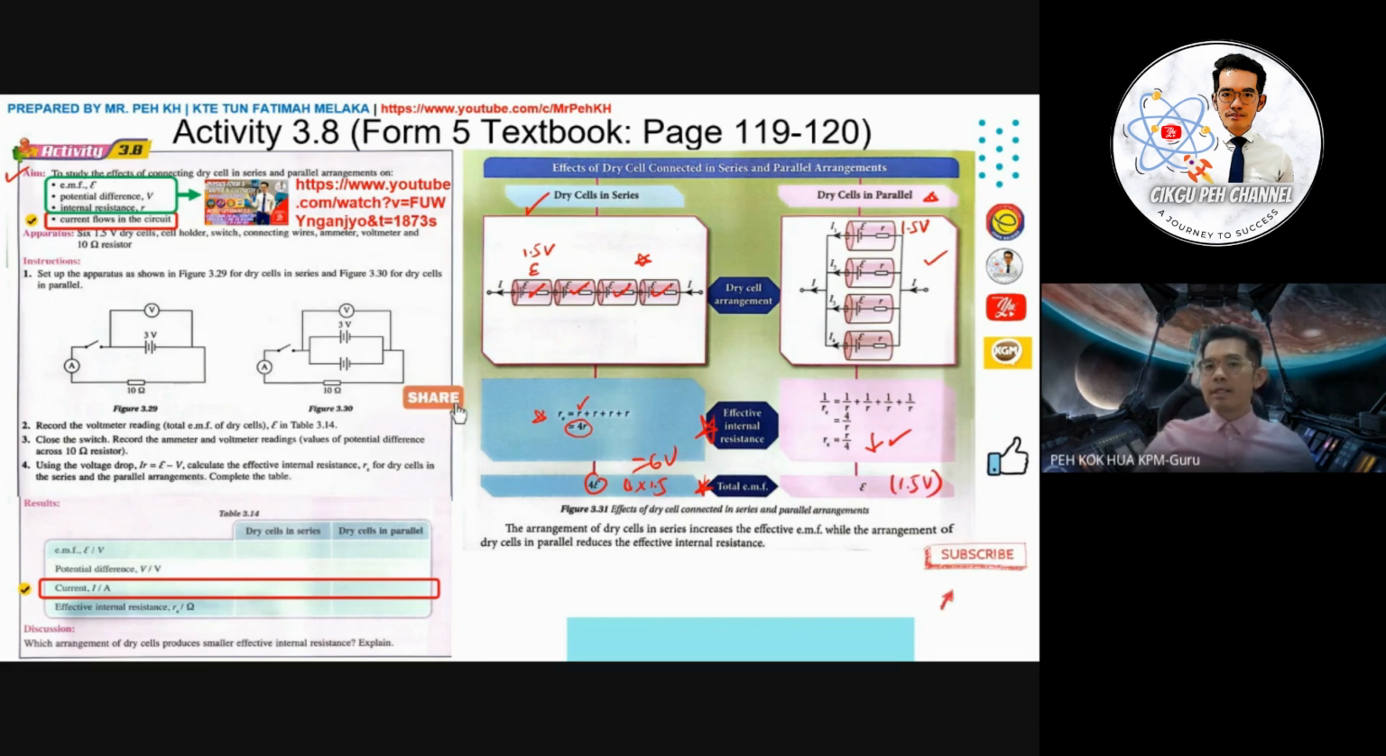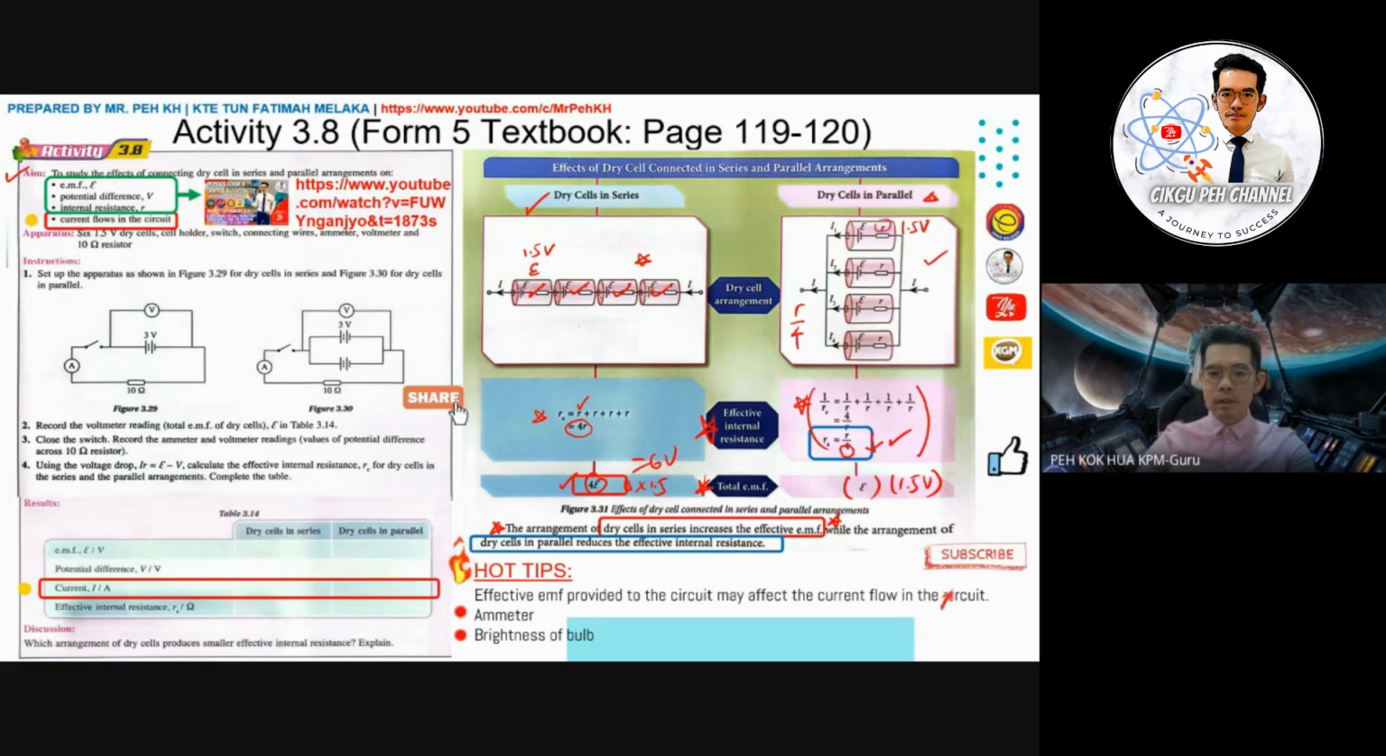From here, we are very clear that dry cells arranged in series will provide more E.M.F. That means the current flow in the circuit will be higher, and the brightness of the bulb, which is the corresponding variable we are going to discuss in this video, will increase for the dry cells arranged in series. The effective E.M.F. provided to the circuit affects the current flow in the circuit. As I mentioned, when we arrange our dry cells in series, the current flow increases, which you can measure by using the ammeter, and together we can observe the brightness of the bulb.